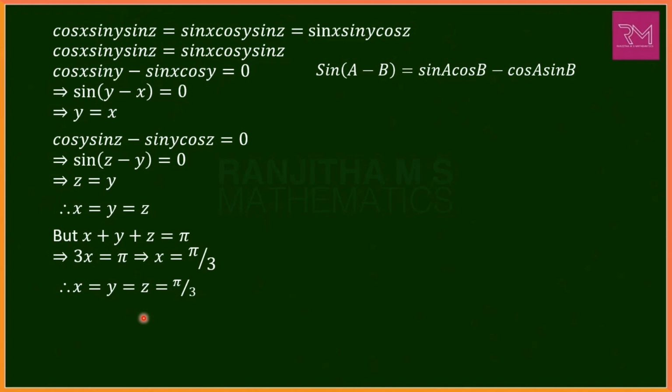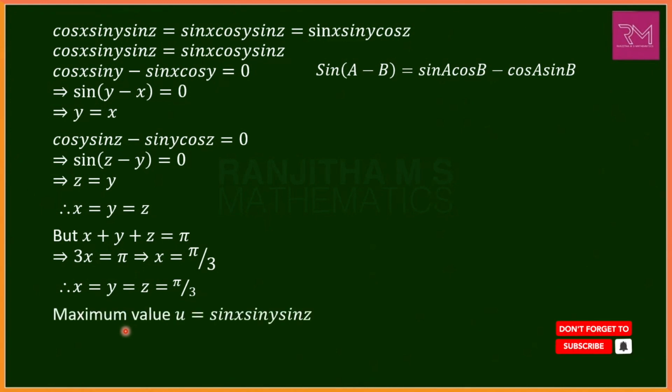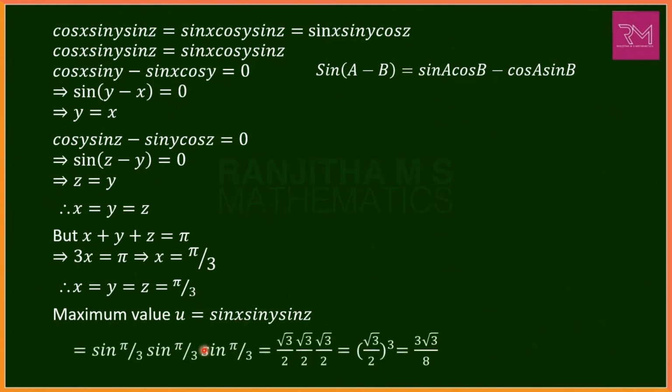Substitute all these values in the function u, and we get the maximum value of u. That is, u is equal to sin x into sin y into sin z. Substitute x, y, z values as pi by 3, we get sin pi by 3 into sin pi by 3 into sin pi by 3. We know that sin pi by 3, that is sin 60 degrees, is root 3 by 2. That is root 3 by 2 into root 3 by 2 into root 3 by 2, which is equal to root 3 by 2 whole cube. We can split it as root 3 into root 3 whole square. Hence we get 3 root 3 divided by 2 cube, which is 8. Hence we get the maximum value as 3 root 3 by 8.